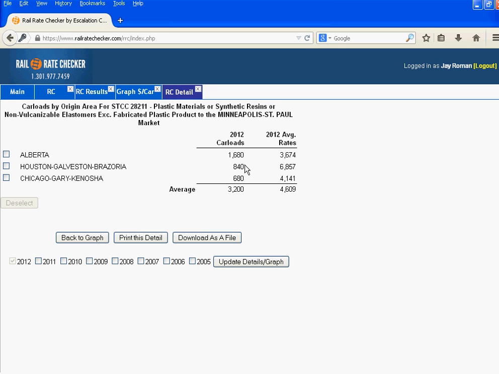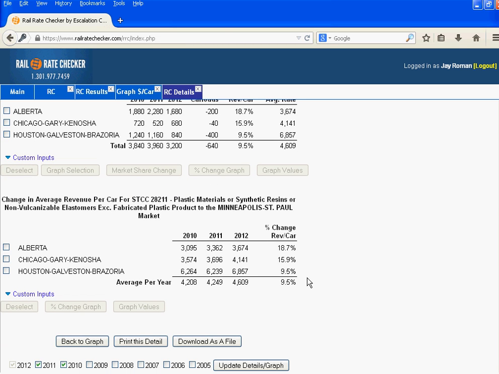But we also would like to look at this information over time, so we're going to click on the years of 2010 and 11, and we get everything summarized out of these regions. And the second table below shows us the rates for each year from each one of these origins. And it shows when we look at Houston that the rates have increased 9.5%, which is less than the rate increases from the other regions.